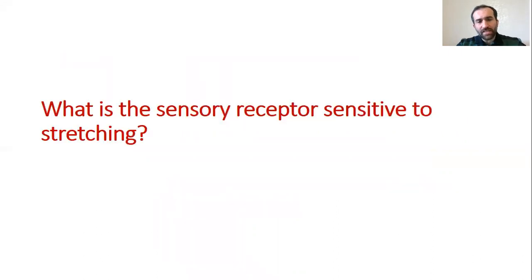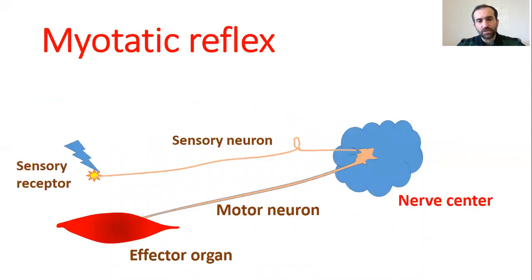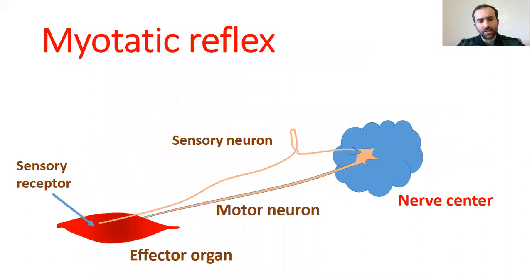Now, what is the sensory receptor sensitive to stretching that is found inside the muscle? We said already that this receptor is found where? Inside the muscle. Okay, but what is this receptor? In order to know what this receptor is, we have only to dissect the muscle and observe what we have inside of it.